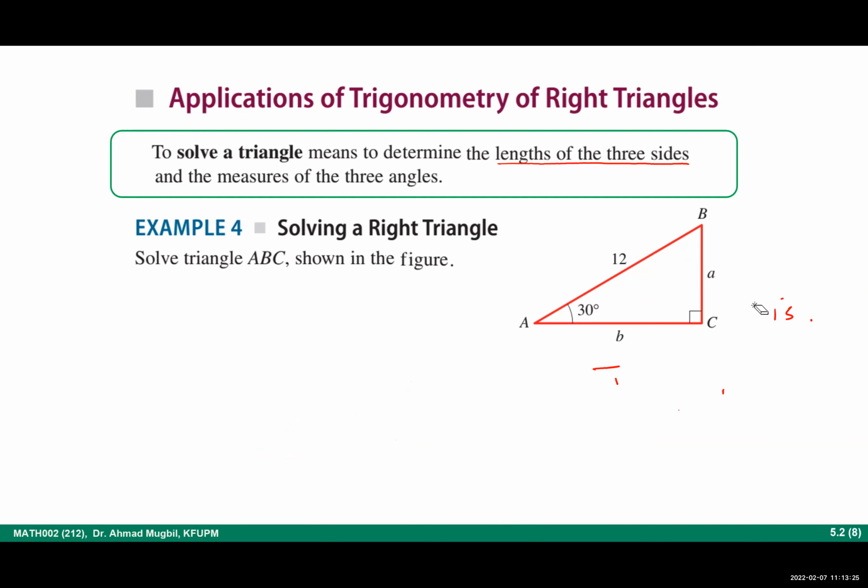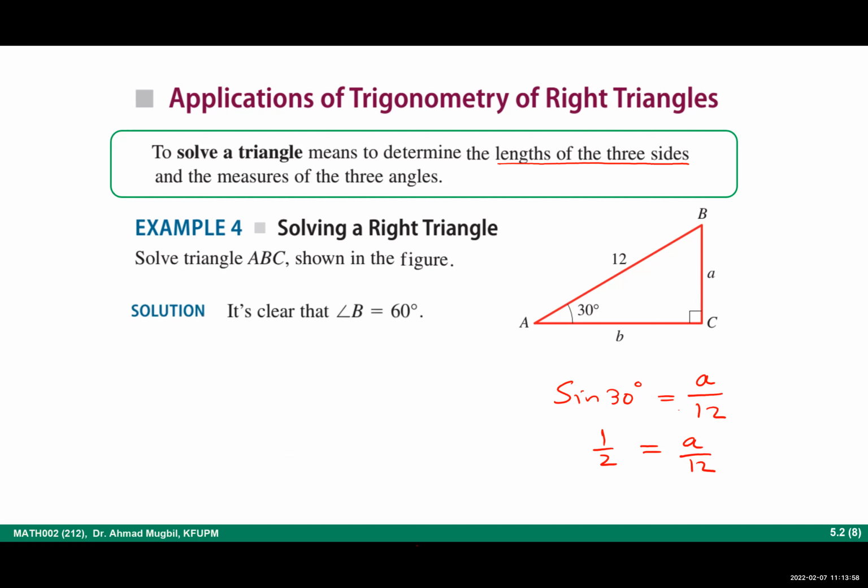Okay, so we need to find A. How to find A here? You need to use the sine of the angle 30. So here we will use sine 30 degrees equals what? Use the definition. It is the opposite over the hypotenuse. So it is A over 12. Now ask yourself what is sine 30. Sine 30 is a half. So what is A? A is 6.